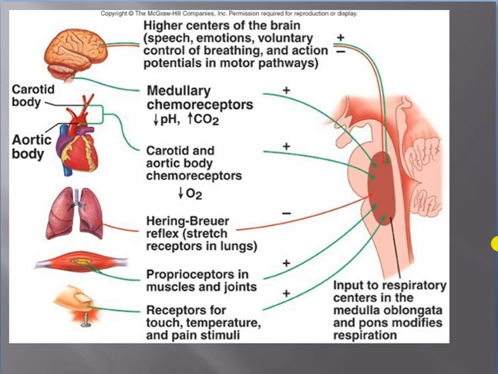See how it is. Some of the higher centers of the brain, speech, emotions, voluntary control of breathing and actions, potentiate the motor pathways. So this is sensory and this is motor, both are affected. Some emotions stimulate, some emotions decrease. Like that. But the medullary chemoreceptors are stimulated when pH decreases, meaning H plus ions increase, or when carbon dioxide increases. Already said that they are present in the medulla.